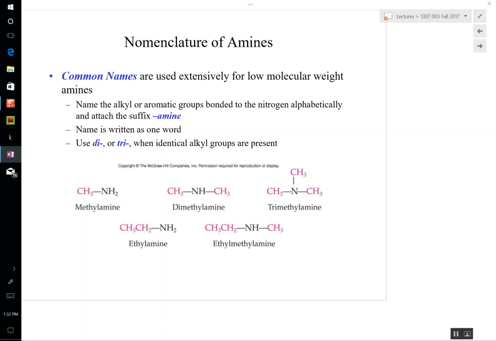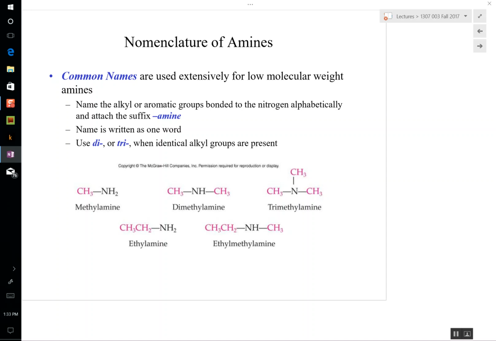Maybe in a publication, if the journal says they want everything in IUPAC names, then use the IUPAC name, but for conversation, for communication, generally speaking, they wouldn't use the other name because chemists would have to think about it. What are you talking about? Oh, you're talking about methylamine. Why didn't you call it that? Okay, follow me? So here's simple names.